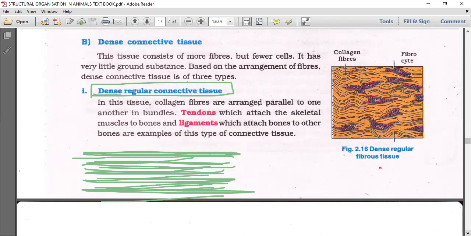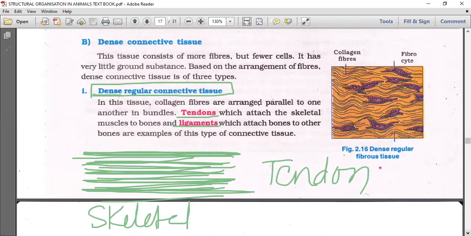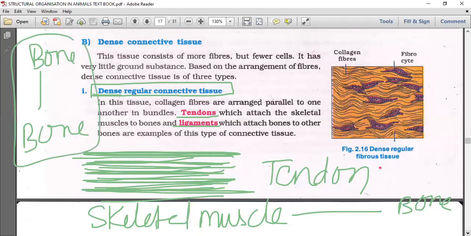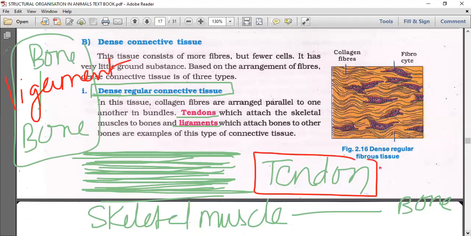We have two examples for that: tendons and ligaments. Tendon is the connection between the skeletal muscle and the bone. The connection of the skeletal muscle with the bone is done by tendon. And the connection between bone and bone is done by ligaments. So in dense regular connective tissue, we have two examples: one is tendon, another is ligament.